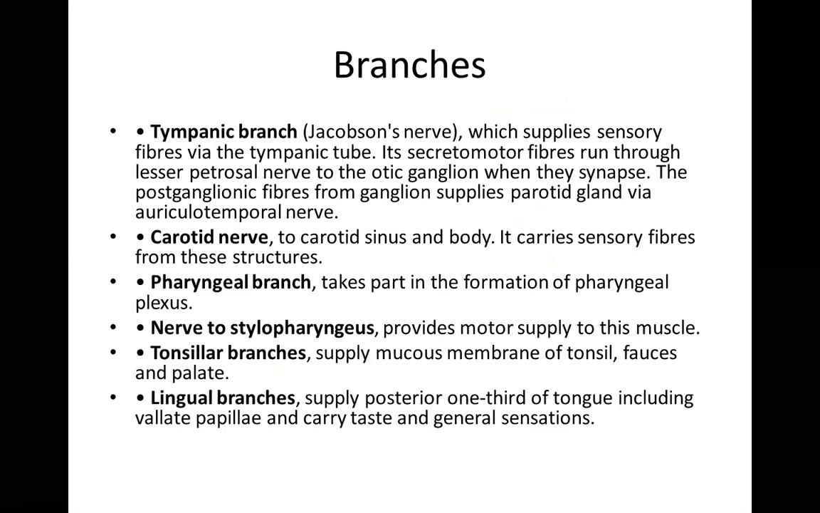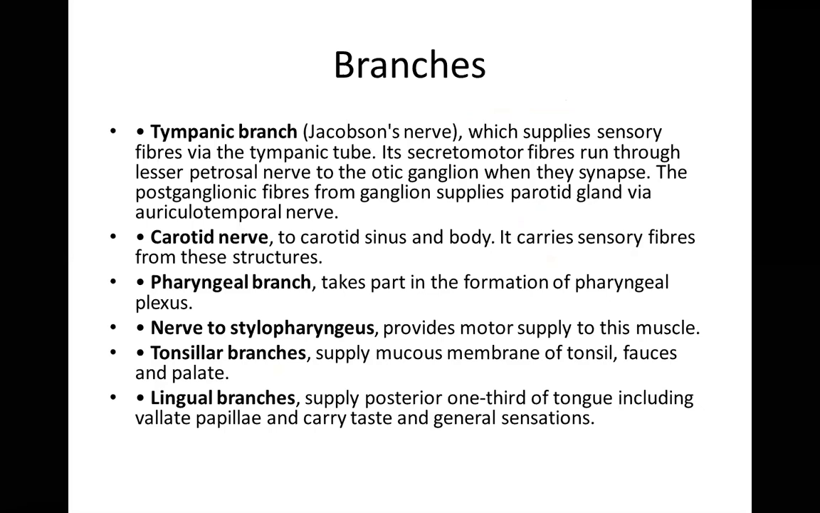It gives 6 branches. One is the tympanic branch. This tympanic branch supplies fibers to the tympanic cavity. It also gives a lesser petrosal nerve to the otic ganglion. And then from there the postganglionic fibers go and supply the parotid gland via the auriculotemporal nerve. It gives a carotid nerve to the carotid sinus and body.